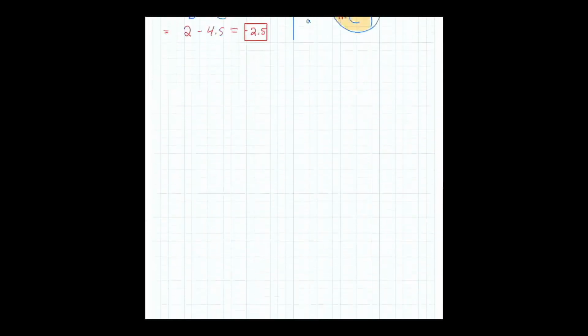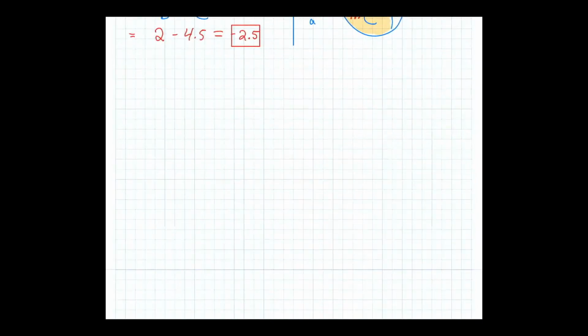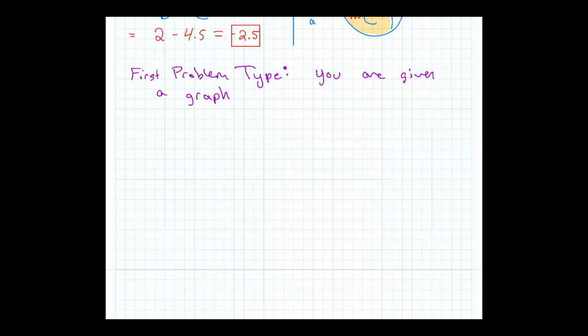I think we've said enough about that. Let's actually start to look at what we're going to be doing on the homework. So the idea for the first problem type in the homework is this. You are given a graph, and asked to compute a definite integral.